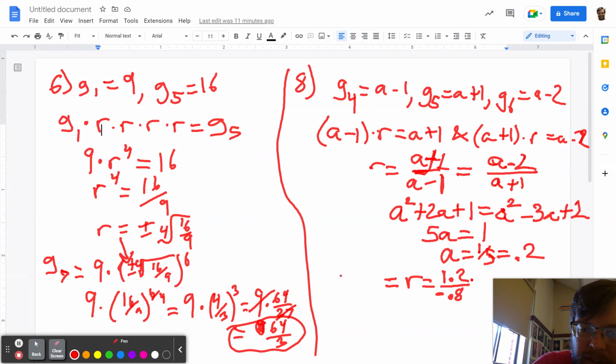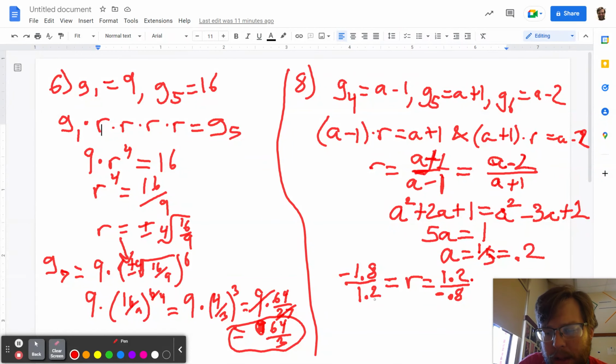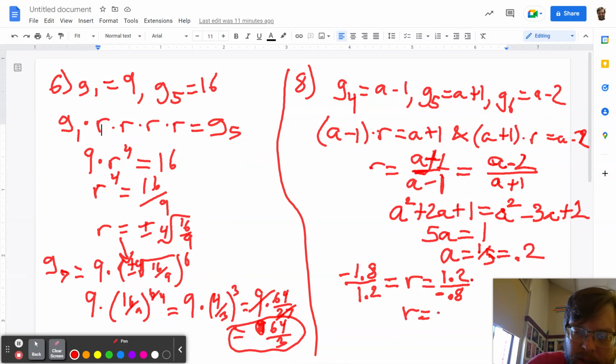So that becomes negative 1.8 over 1.2. And those both look like negative 1.5 to me. So you can use a calculator if you're not able to do that in your head. That's okay. So negative 1.5 is the r value.